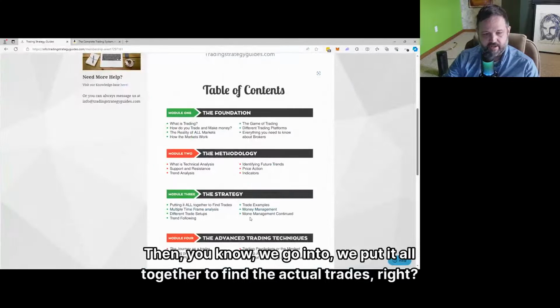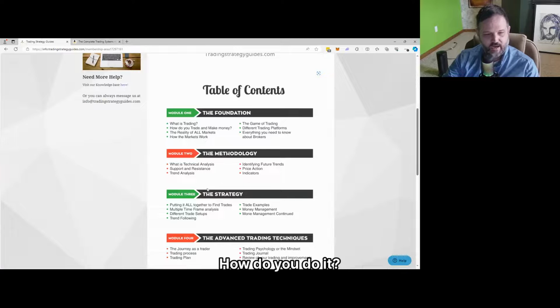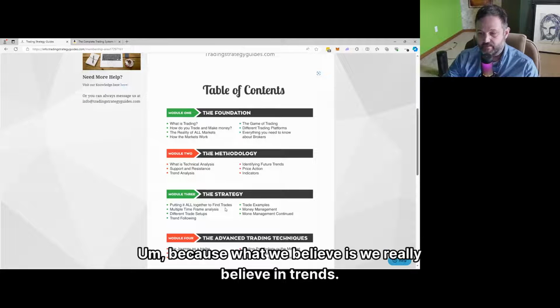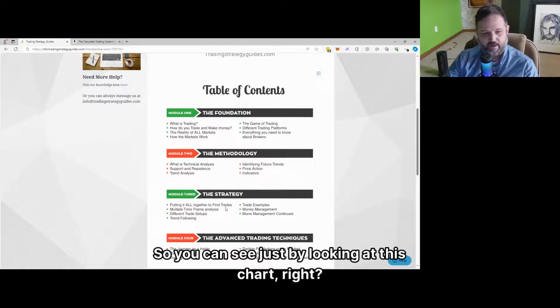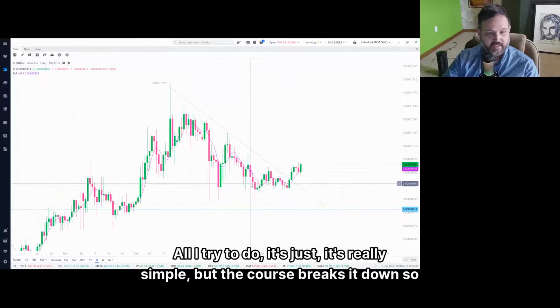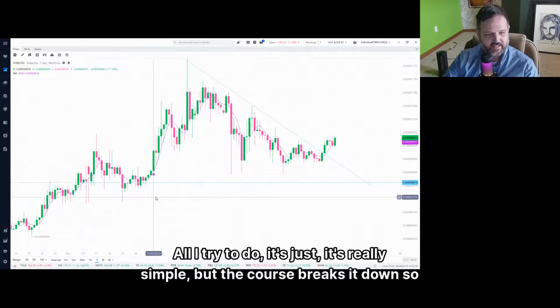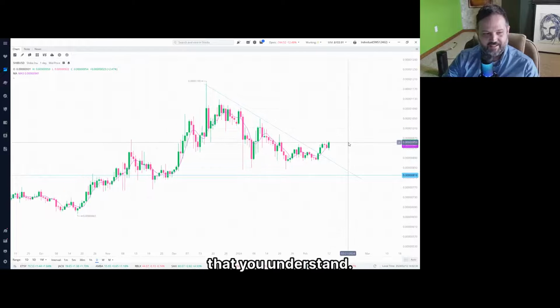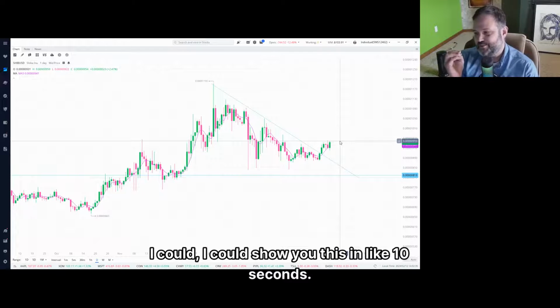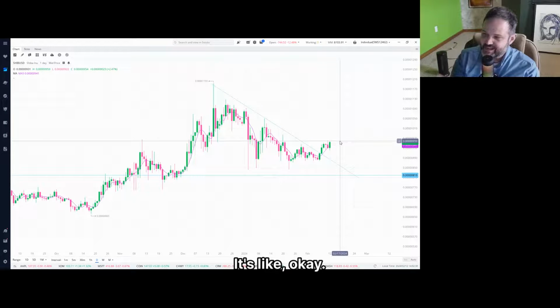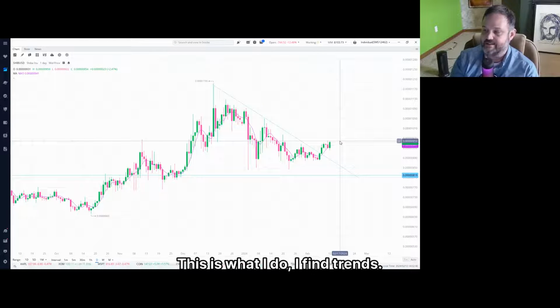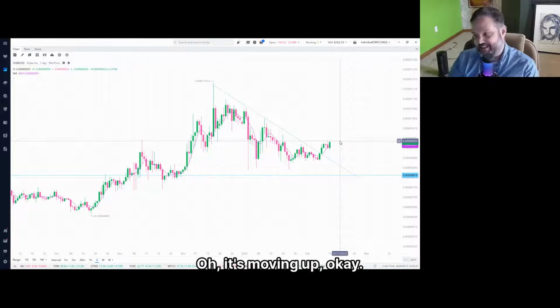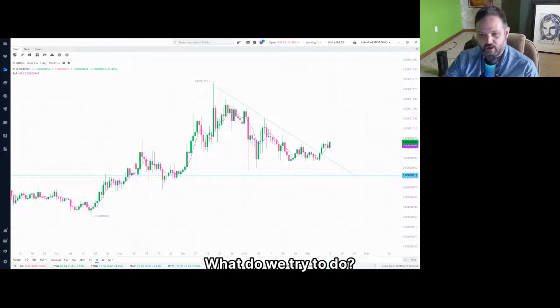Okay. Very good stuff. Then we put it all together to find the actual trades, right? How do you do it? Because what we believe is we really believe in trends. Okay. So you can see just by looking at this chart, all I try to do, it's really simple, but the course breaks it down so that you understand. I could show you what I do in like 10 seconds. It's like, okay, this is what I do.